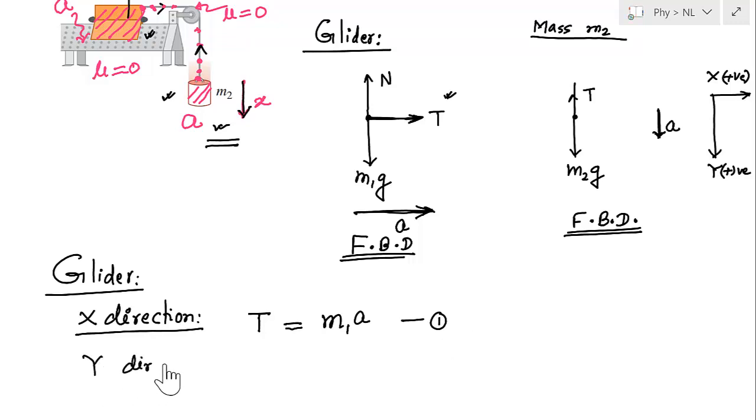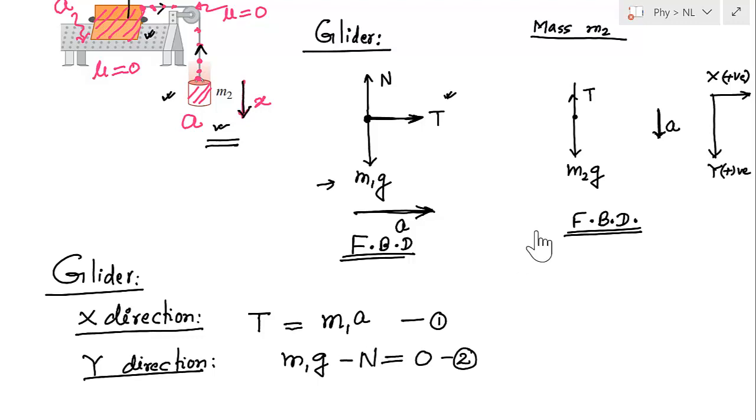We can also write the equation for the glider in the y direction. In the y direction there is no acceleration, and the force m1g is in the downward direction, and my downward direction is positive, so I can write m1g, and the normal reaction is in the upward direction, and upward direction is negative. So force equals mass into acceleration, and acceleration is 0 in the y direction for this object. So I can simply equate it to 0, and this is my second equation.